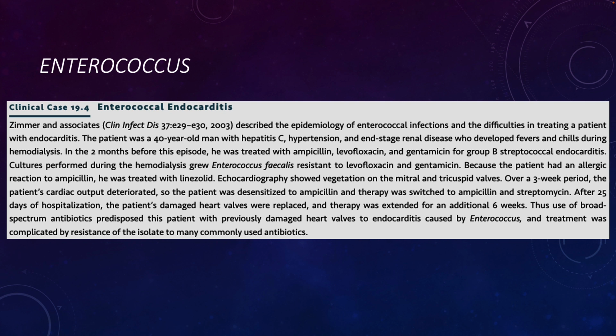After 25 days of hospitalization, the patient's damaged heart valves were replaced and therapy was extended for an additional 6 weeks. Thus, use of broad-spectrum antibiotics predisposed this patient with previously damaged heart valves to endocarditis caused by Enterococcus, and treatment was complicated by the resistance of the isolate to many commonly used antibiotics. So he already had group B strep that caused endocarditis, which damaged the heart valves. And then because of all of these other complications he has, hepatitis, high blood pressure, renal disease, he was prone to get more infections. And so this time he got Enterococcus faecalis.